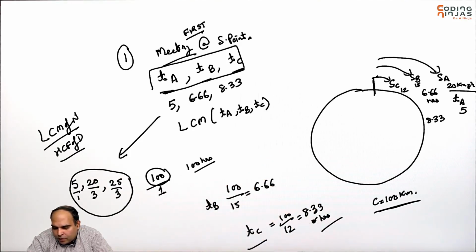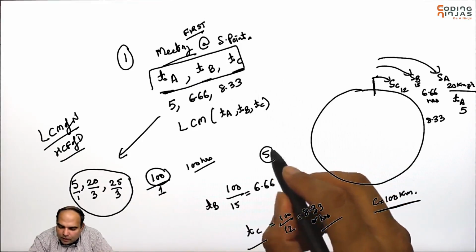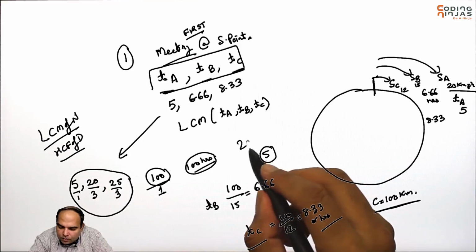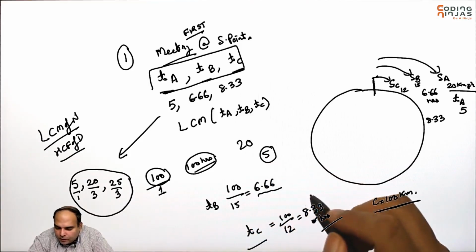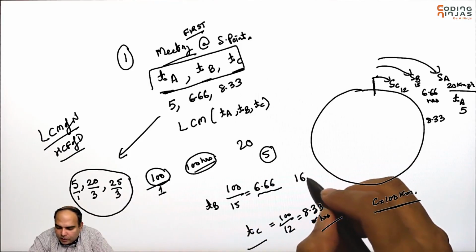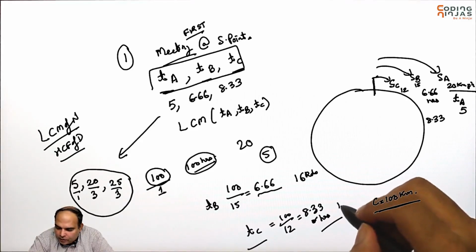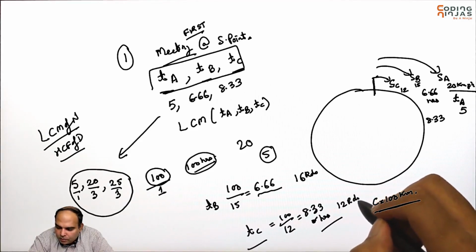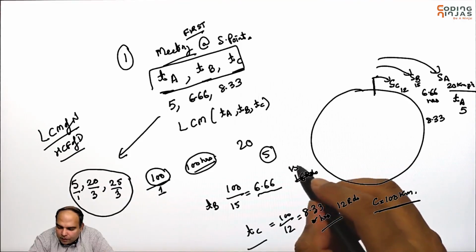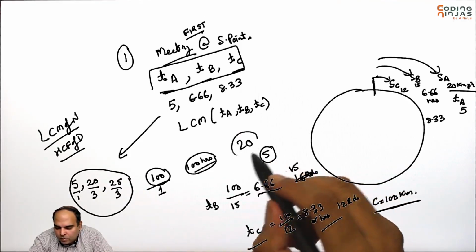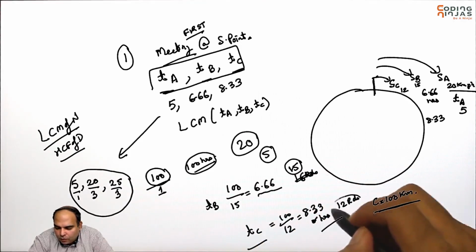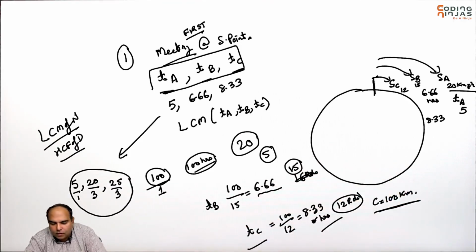Then you can have questions like how many rounds has A done, how many rounds has B done, how many rounds has C done. If A does a round in 5 hours, in 100 hours A would do 20 rounds. B does a round in 6.66 hours, so in 100 hours B would do 15 rounds. And C does a round in 8.33 hours, so in 100 hours C would do 12 rounds. Sorry, B's count is not 16, it is 15. So A would have done 20 rounds, B 15 rounds, and C 12 rounds. This is how you can find this out.